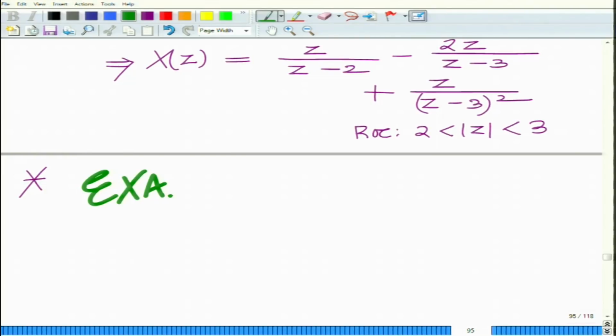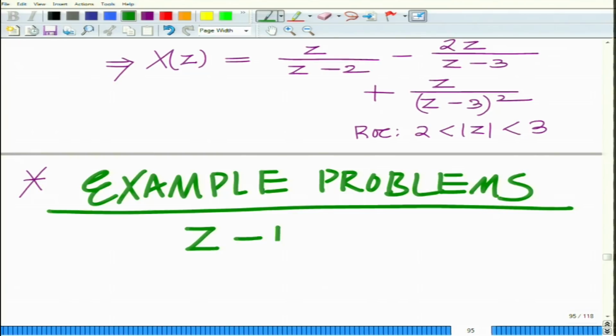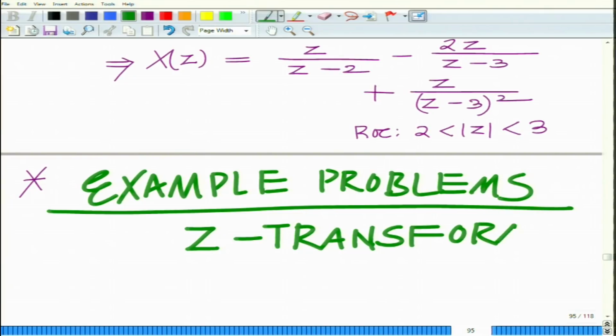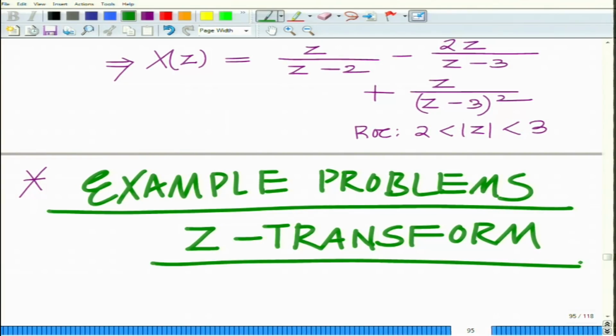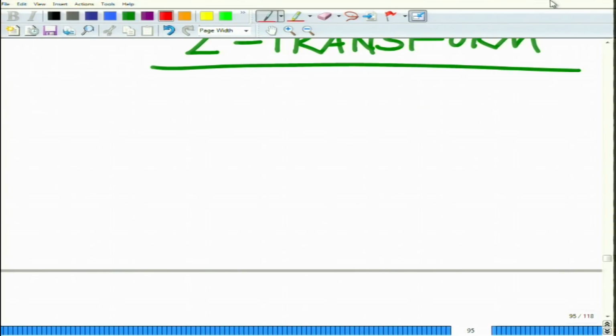So, we are looking at example problems pertaining to the Z transform and the properties of the Z transform. From our previous discussion, we are evaluating the inverse Z transform, and we have seen that X(z) is given by z over z minus 2, minus 2z over z minus 3, plus z over (z minus 3) squared. Let me just write it down.